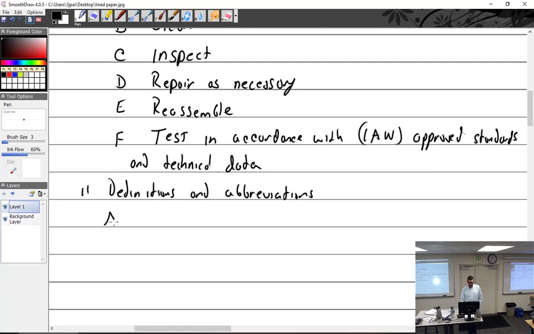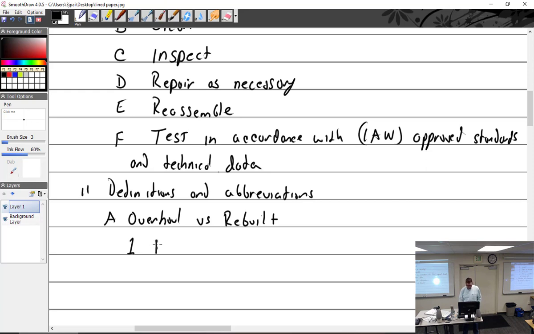All right, overhaul versus rebuild. That comes out of 43.2 Bravo. This is stuff I think I asked you in 309. What is the difference between overhaul versus rebuild? Overhaul is to serviceable standards, and rebuild is to new standards.